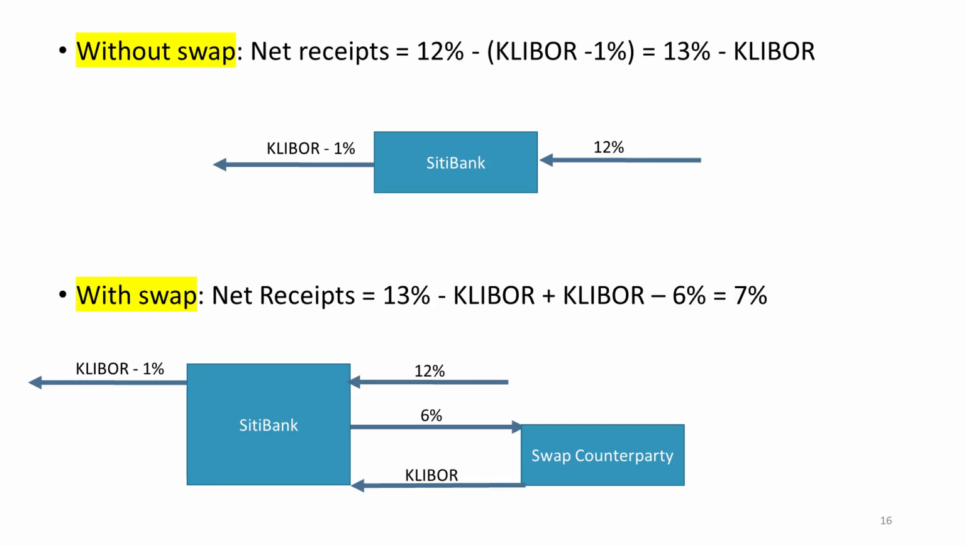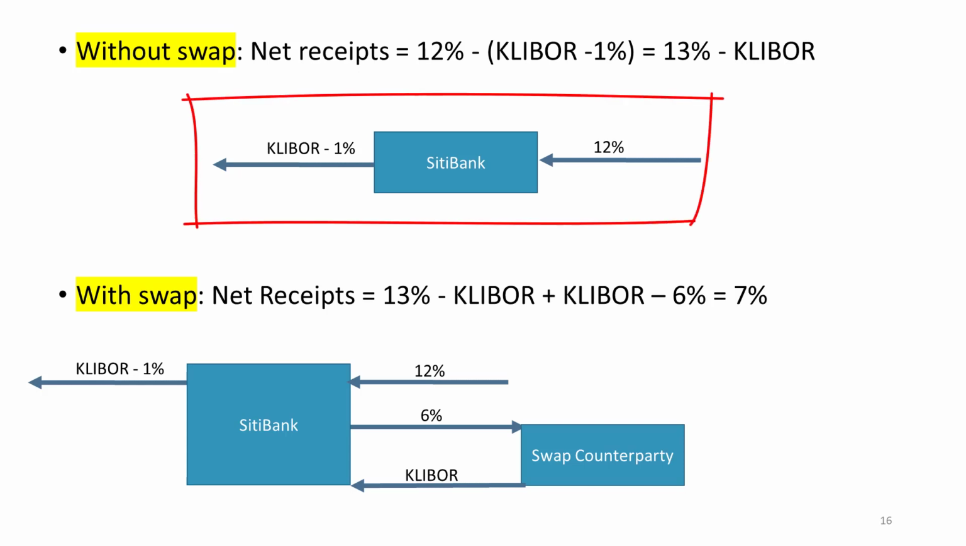Let's now look at this diagram. As you can see, without swap, for Citibank, the money inflow is 12% and the money outflow is CLIBOR minus 1%. So the net receipts become 13% minus CLIBOR.